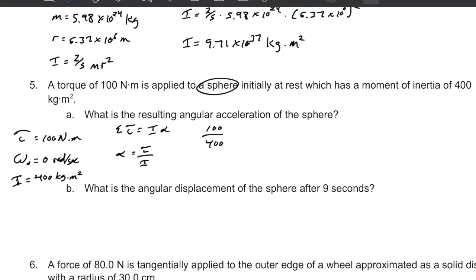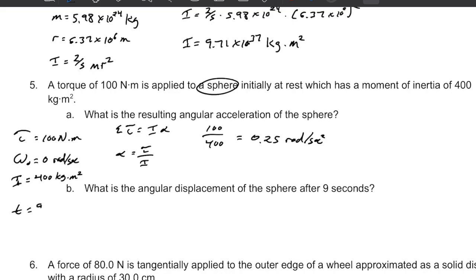And 100 divided by 400 would be 0.25. Alpha, the units would be radians over second square. Radians per second square. B, what is the angular displacement? What is it asking us for? Angular displacement? Theta, yes. After 9 seconds.